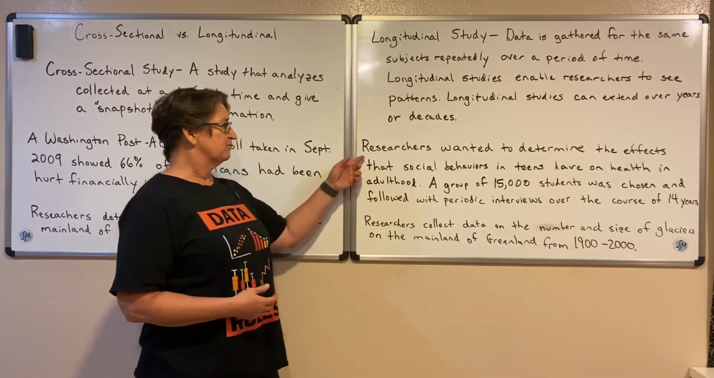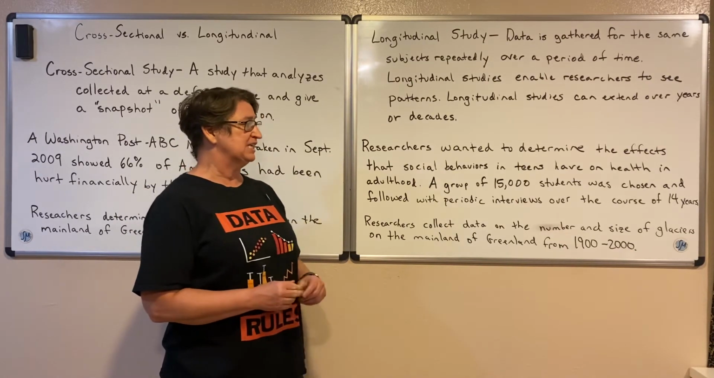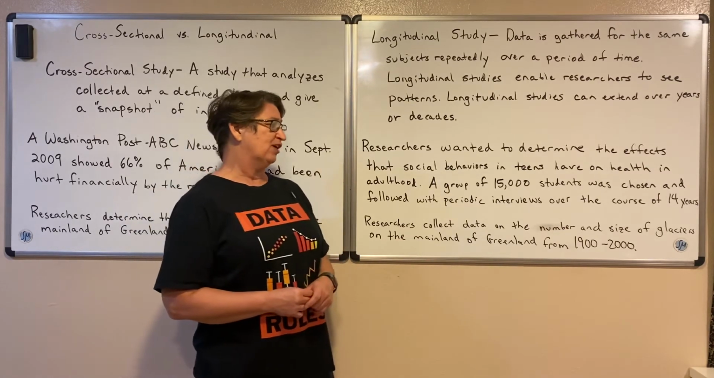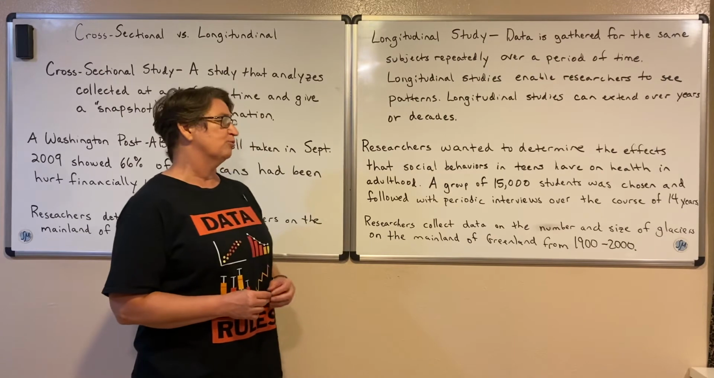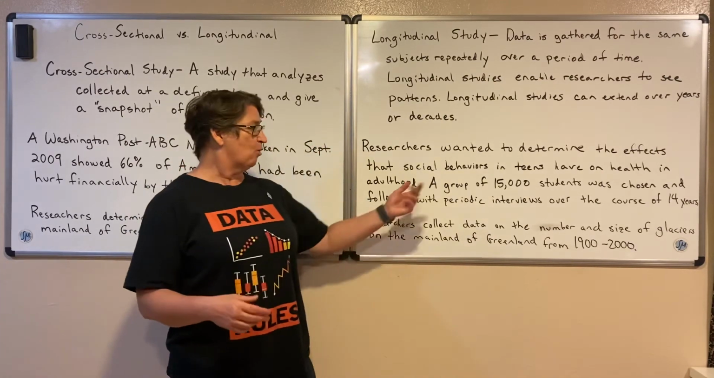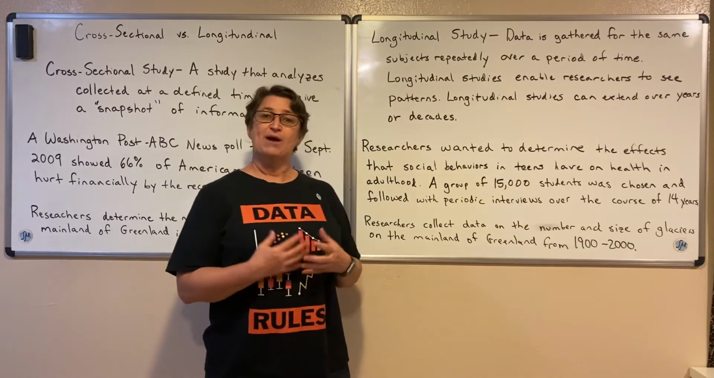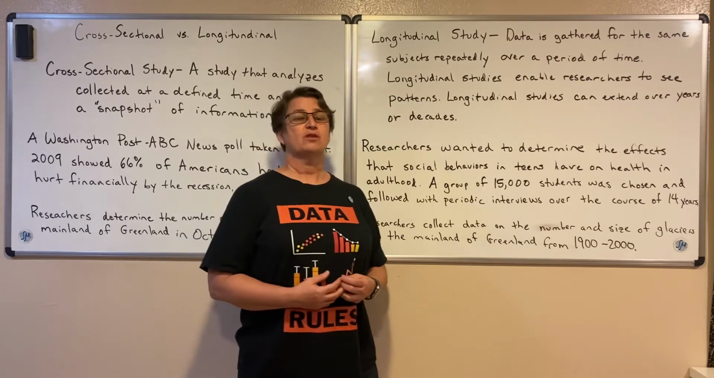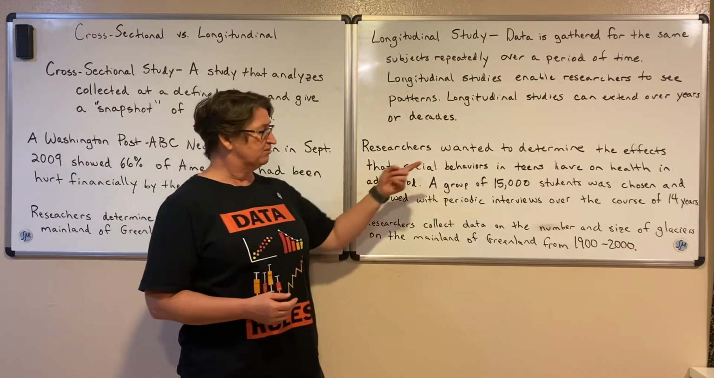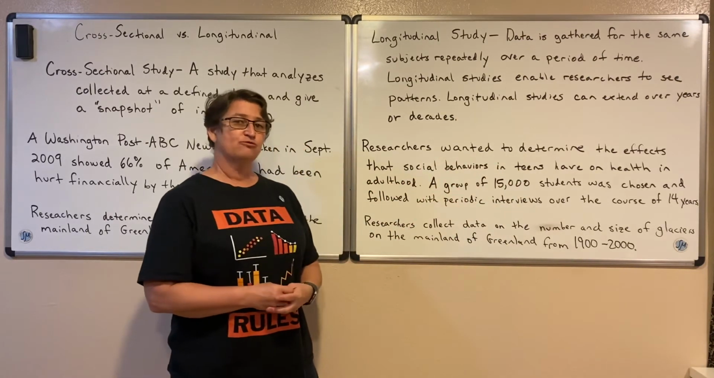So for instance, researchers wanted to determine the effects that social behaviors in teens have on health in adulthood. A group of 15,000 students was chosen and followed with periodic interviews over the course of 14 years. So they watched them from their teenage years into adulthood to see what behaviors they had when they were teenagers that affected their health when they were adults. And you can see over that 14 years, it was a long amount of time to follow them.